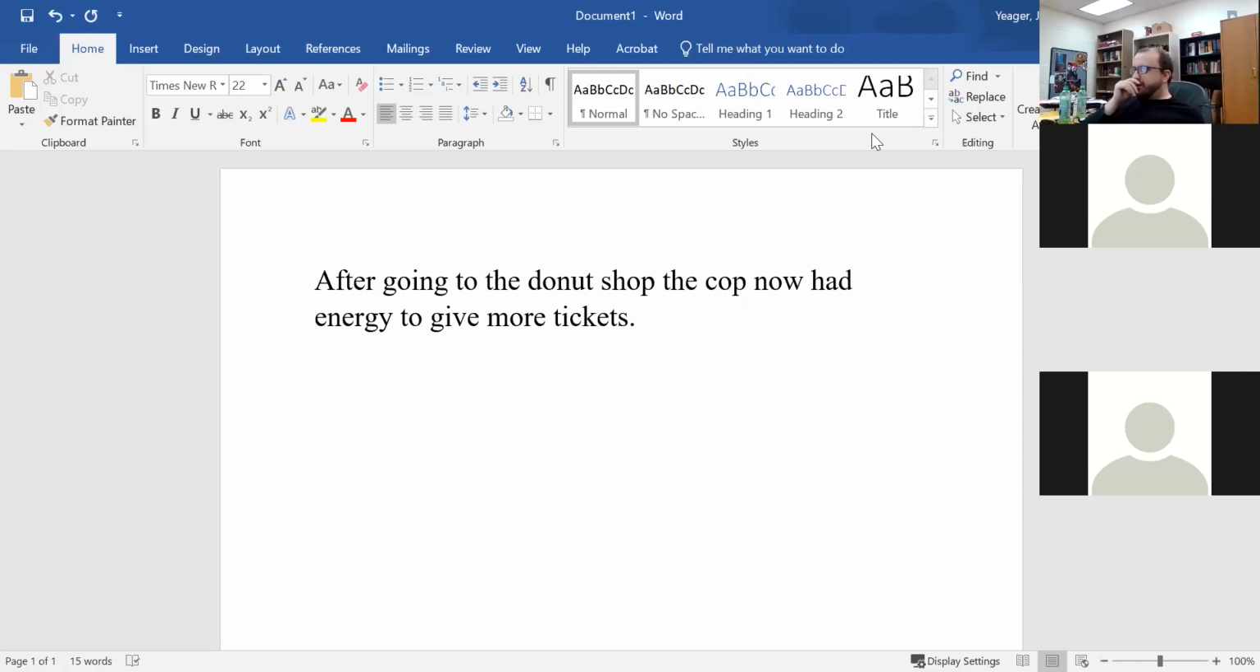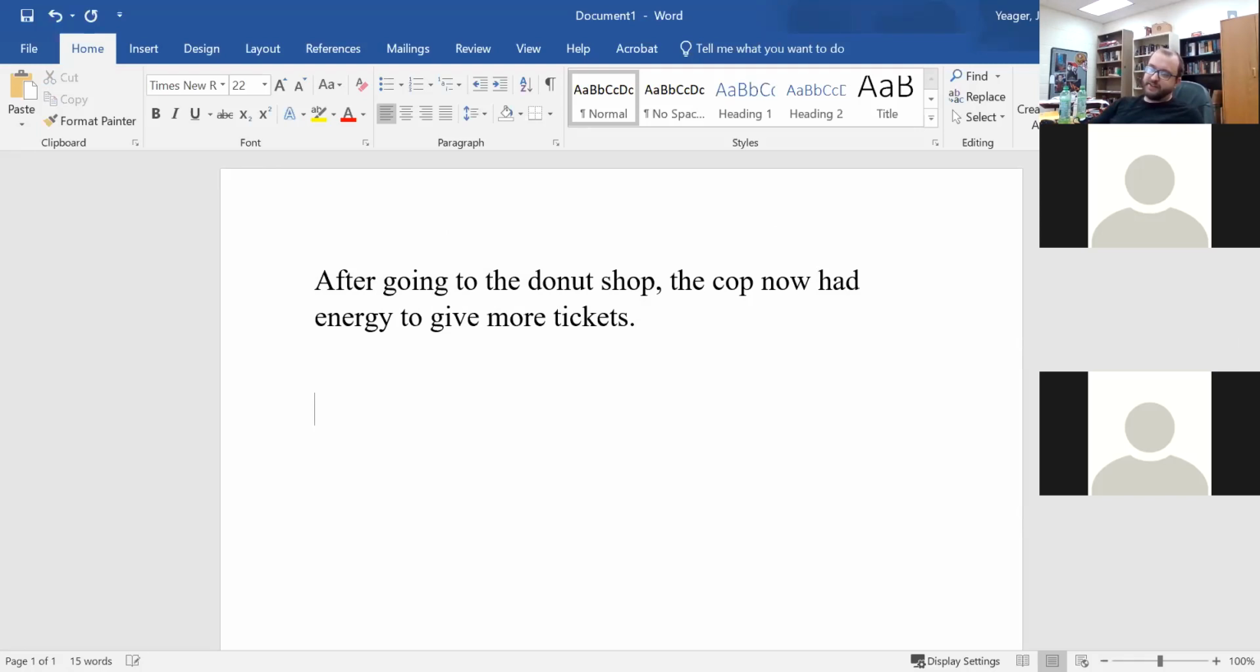So anytime that you start a sentence with a prepositional phrase, you're supposed to put a comma after the phrase. After going to the donut shop, comma, the cop now had energy to give more tickets. Like I said, anytime you start a sentence with one of these phrases, put the comma. The function of the prepositional phrase is to give some extra information for the subject here. It's almost like serving as an adjective for the cop. It's extra information we need to know about the cop.